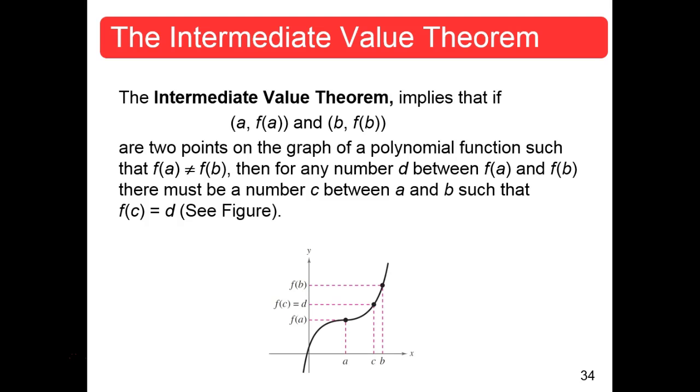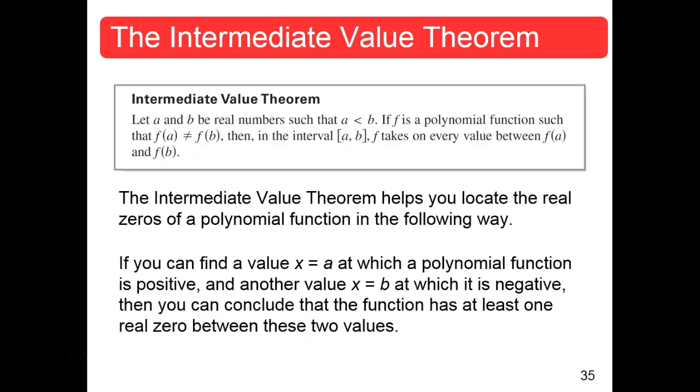So what's the point? You said you knew that, didn't you? Okay. Let's see if they give you the point. Yes. So here's the intermediate value theorem stated. Let a and b be any real number such that a is less than b. Okay?